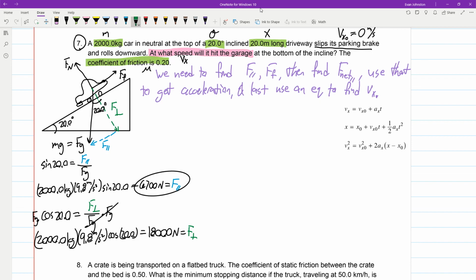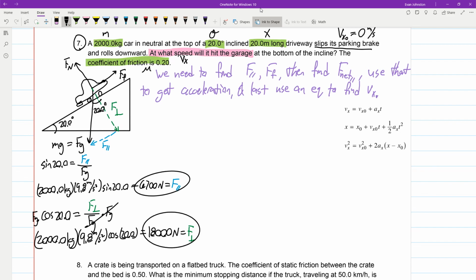And that kind of makes sense because there's a heck of a lot of gravity pulling down on this thing. If gravity is almost 10, 9.8 is almost 10, 10 times 2,000, that's like 20,000. And so we're pretty close to that. So there we go. We have our perpendicular part of gravity. We have our parallel part of gravity. So now that we have those, let's go ahead and actually figure out what friction is.